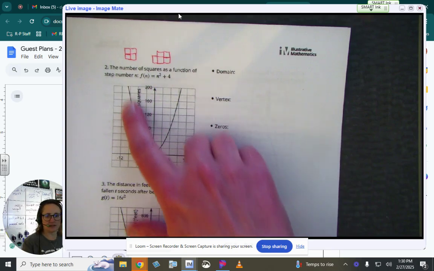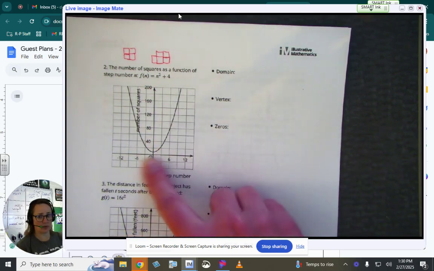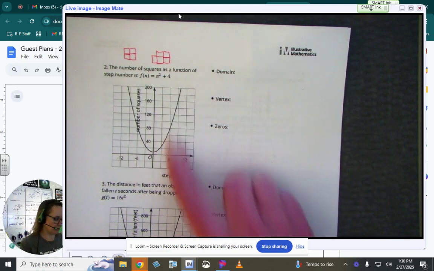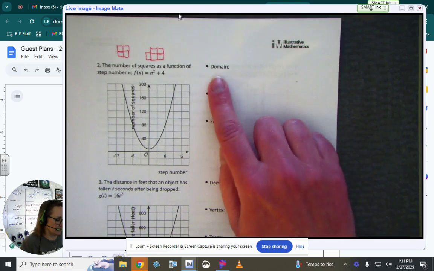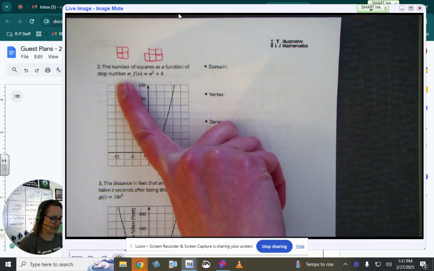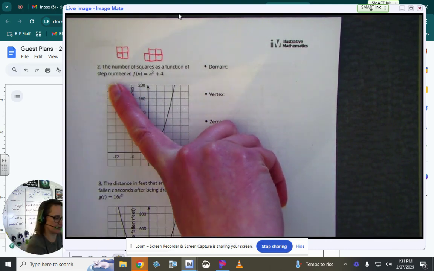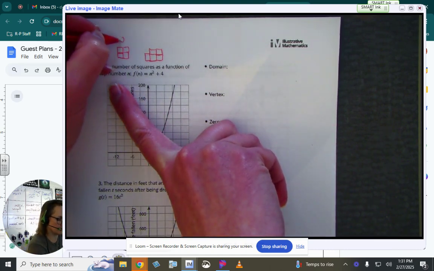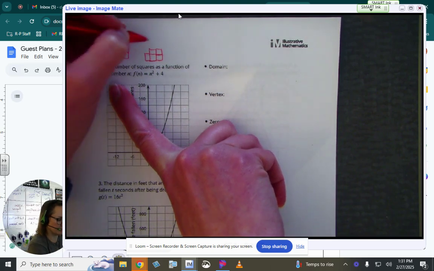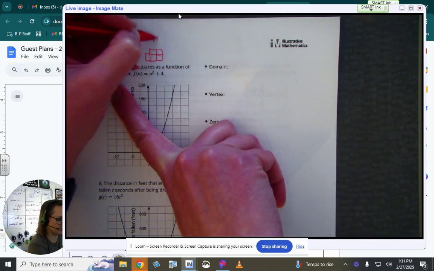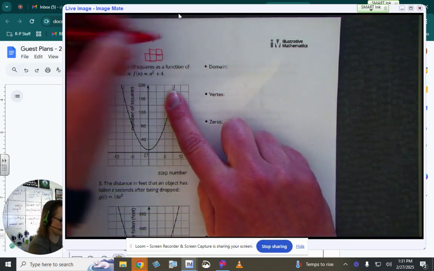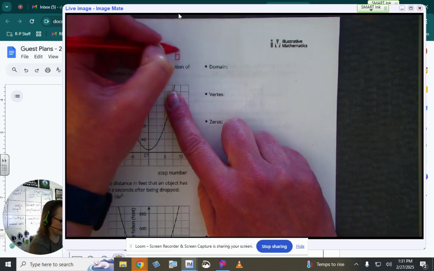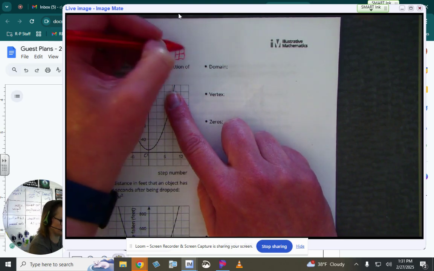Okay. Now I see that this is an upside down parabola, so a U-shape parabola, or maybe think of that as right side up. This one has a domain if we're thinking about the number of squares as a function of a step number. That's saying that this is our step, our starting step, so our 0 step. And then this is our first step of a sequence. And then our second step of a sequence would have a 2 by 2 plus 4.